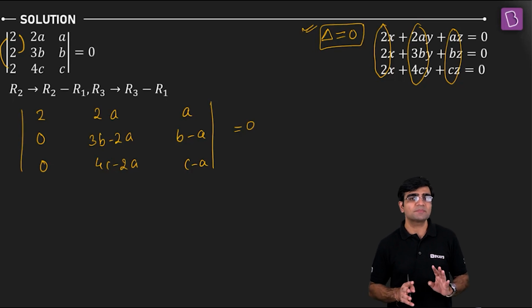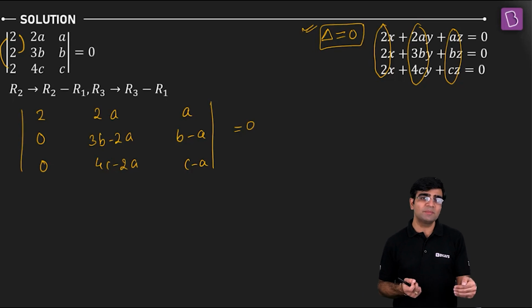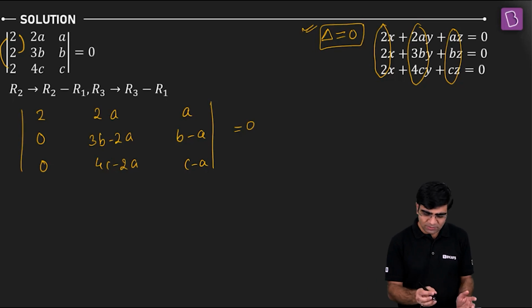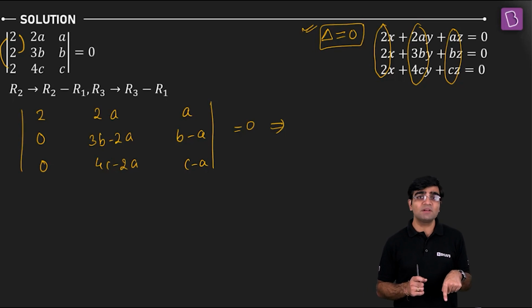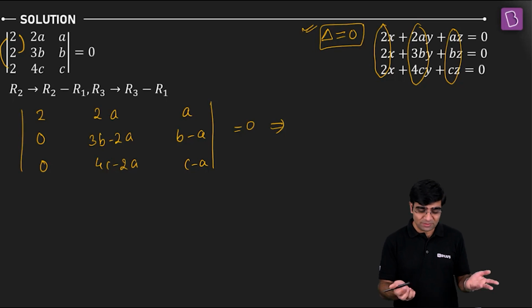Can you see that? Now, once you have the two elements as 0, what will you do? You'll just open it up. Let's quickly open it up now. With respect to what? First column. Because the first column will involve only one element, that is 2, right? So you just have to open it up.